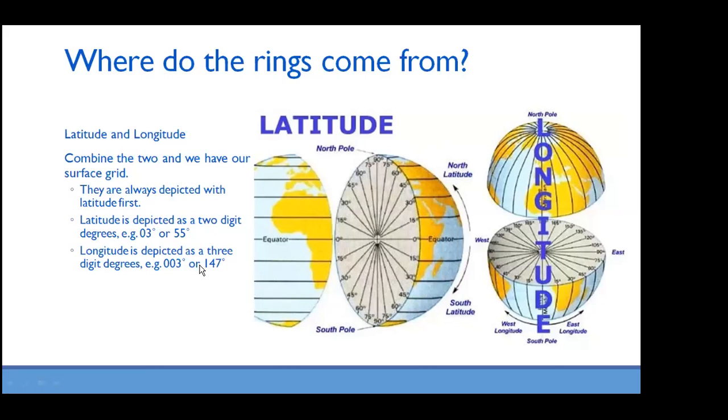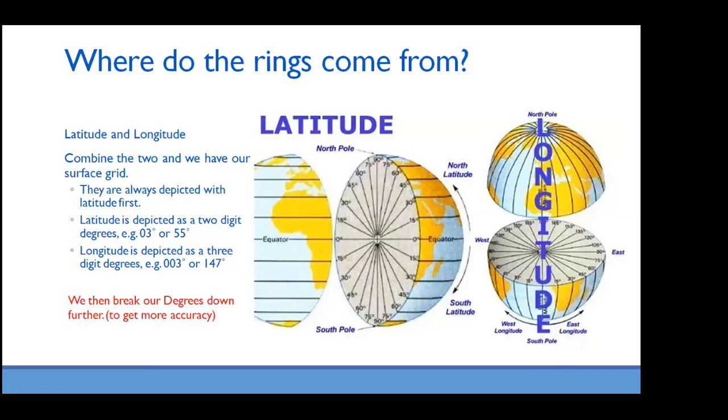Longitude, you do with 3 digits. So you would go 003 or 147. It could be 103 one way or the other, or it could be 147 one way or the other, until you tell it north, south, east, or west. So when we're writing these, we always write them as 3 digits for longitude, 2 digits for latitude, and we'll always refer to latitude first, then longitude.